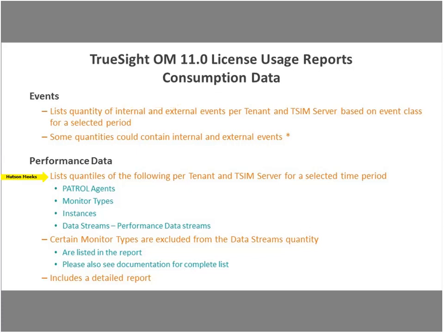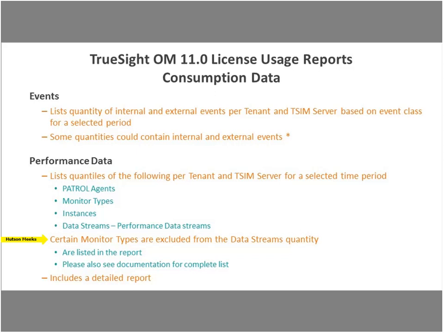There's a performance data consumption report. It lists quantities of each one of these items here per tenant and TSOM server for a selected period of time again. So how many patrol agents, how many monitor types, how many instances of monitor types, and how many data streams. You're going to see this term data streams in some of the other reports. In the context of performance data, we're talking about performance data streams, such as parameters that are streaming data up to the TrueSight stack, the TrueSight servers.